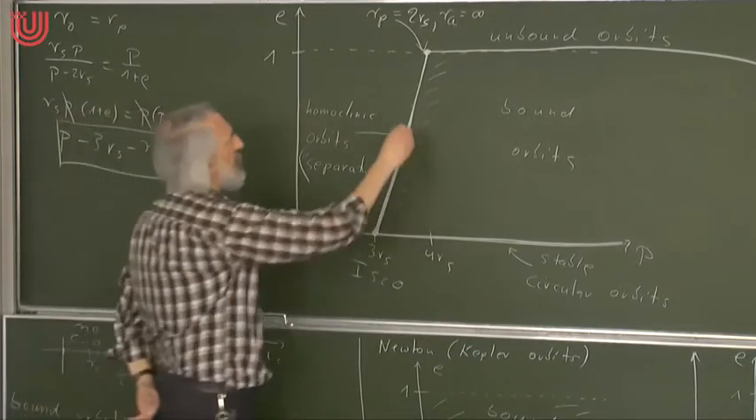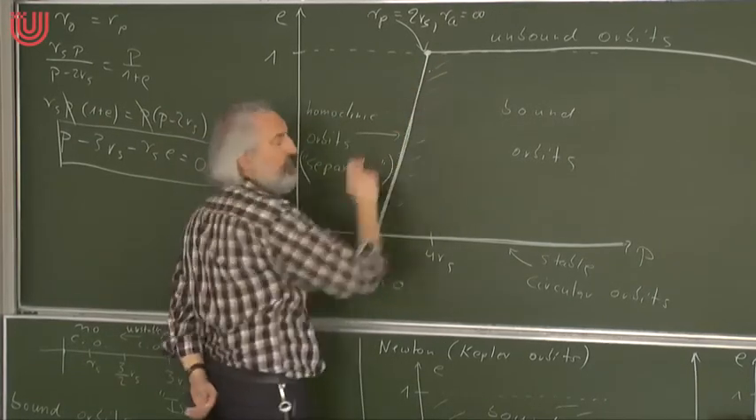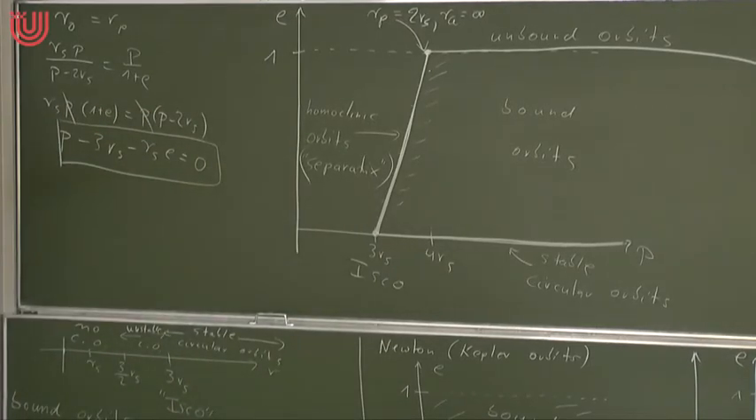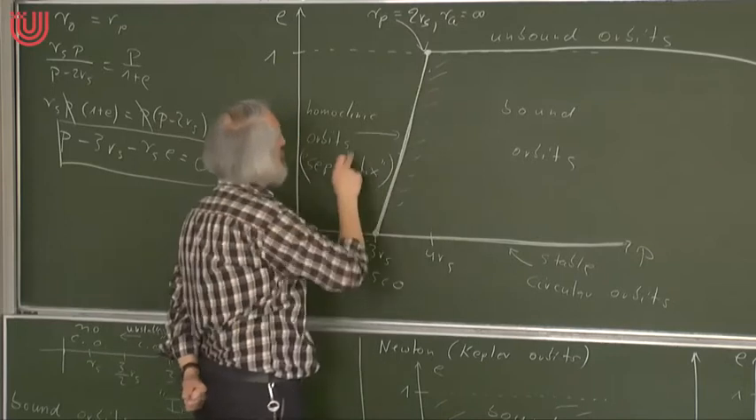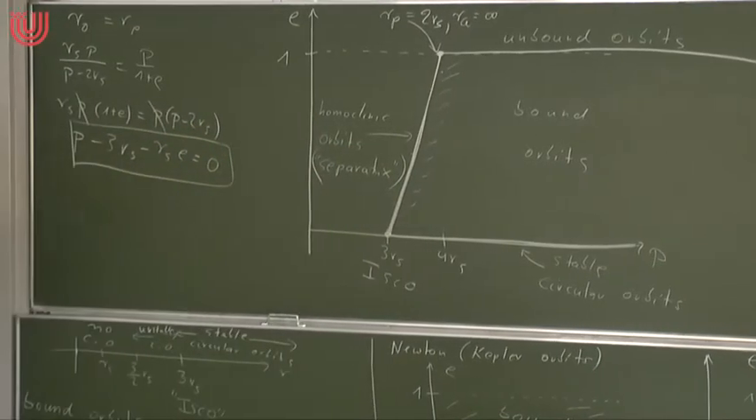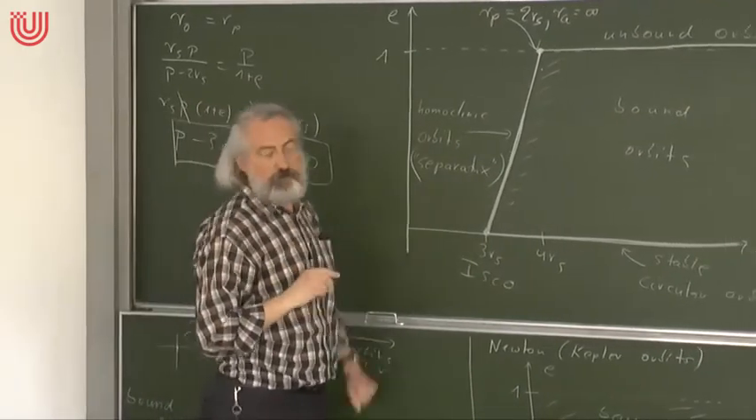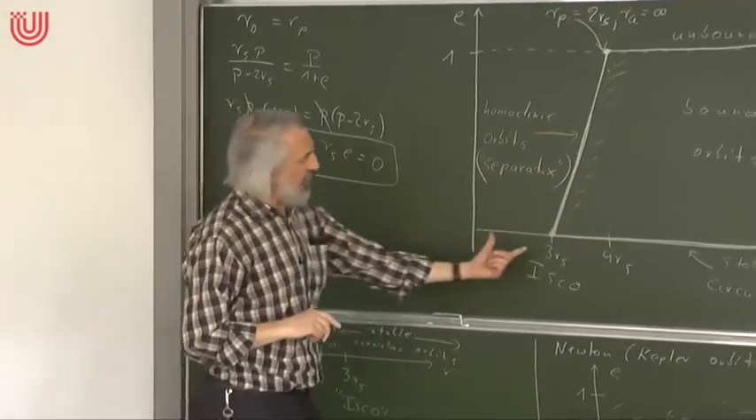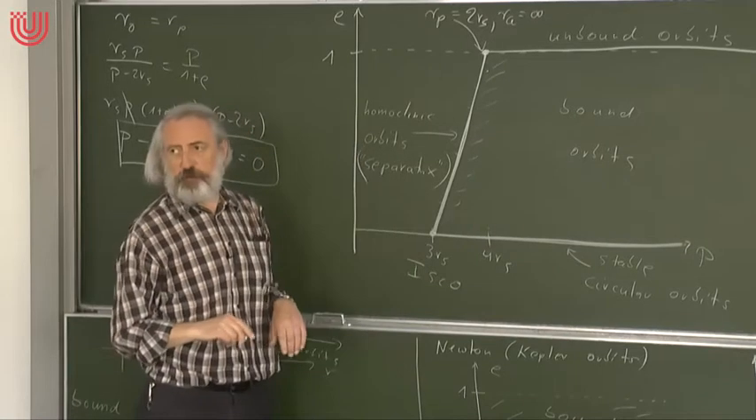So let's say this orbit here. This has an E which is very close to 1. So it means it goes very far out. If E is close to 1, this means Ra is close to infinity. But on the other hand, it is close to the separatrix. It's close to a homoclinic orbit. This means it has a pericenter which is very close to one of these unstable circular orbits. And the unstable circular orbits are very deep down, very close to the horizon, close to 3Rs or something like that.